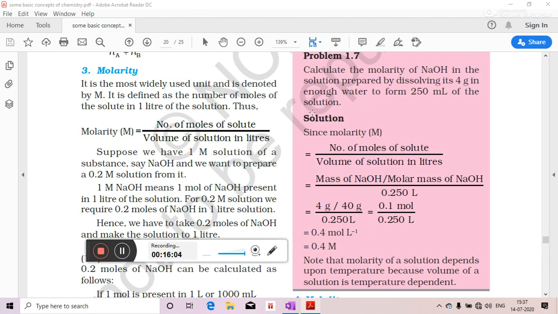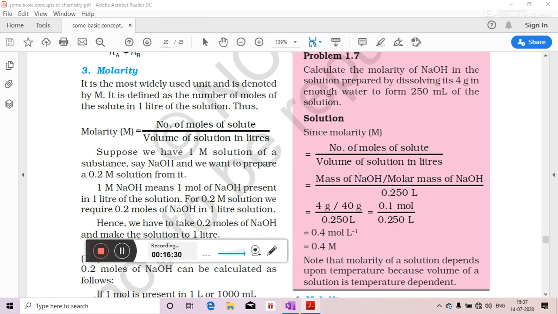Now let us see problem 1.7. Calculate the molarity of NaOH in the solution prepared by dissolving 4 gram in enough water to form 250 ml of solution. Now what is the equation of molarity? Molarity equals number of moles of solute upon volume of solution in liters. Now what is number of moles of solute?